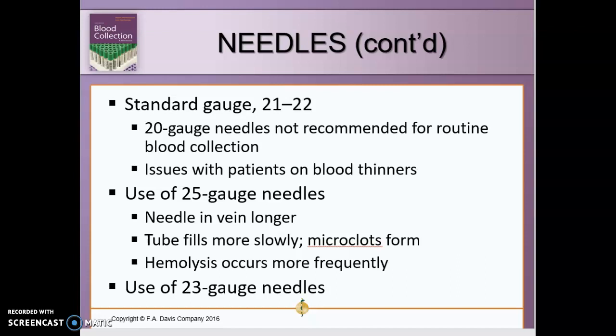With a 25 gauge needle, the needle in the vein is longer, the tubes fill more slowly, and microclots may form because it's so small, and hemolysis can occur because the lumen, that opening in the needle, is so small it could damage those blood cells. We use these 25 gauge needles on children and patients with small veins. Again, the smaller the gauge number, the larger the needle diameter. So in this situation, 16 would be larger than an 18.